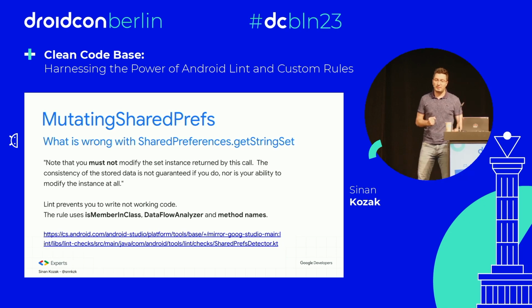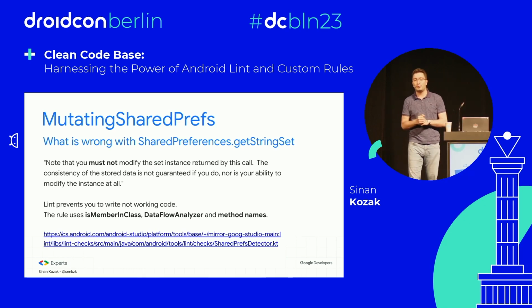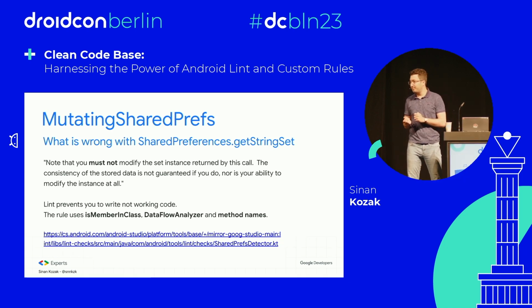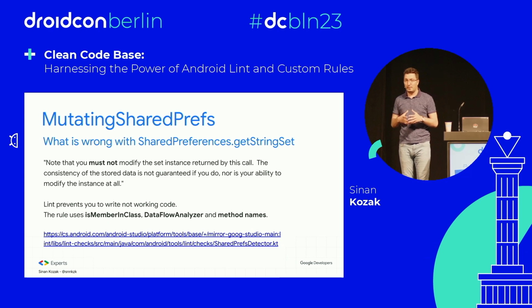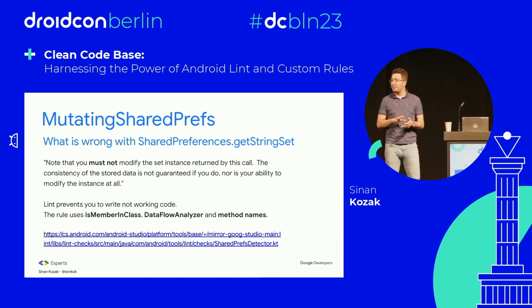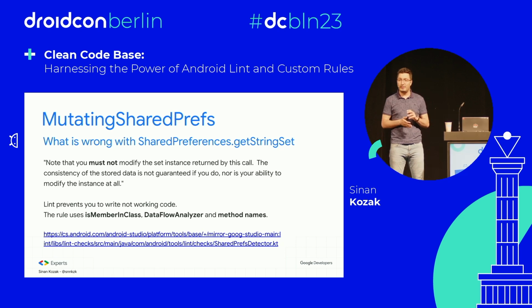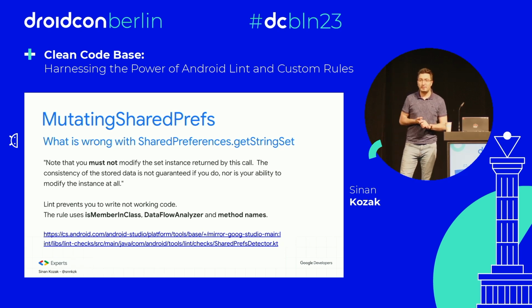One of the things that made me love lint rules was mutating shared preference. If you get a string set from shared preference, it gives you the actual instance it read. And if you pass the same instance, the same object, even if you mutate it, it will ignore it because it only does a reference check. It doesn't do any equality check. And this was a performance improvement.